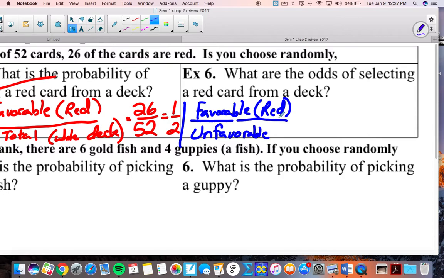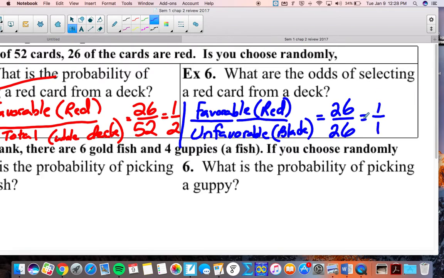So in a deck of cards, it's either the cards are red or they are black. If we're looking at just the colors of the cards, we don't care what numbers they are, or the suit or anything like that. So the only type of card that's unfavorable in a deck of cards, if we want a red, is the black cards. So in a 52 deck of cards, there are 26 red cards and there are 26 black cards. So our solution is 1-to-1.